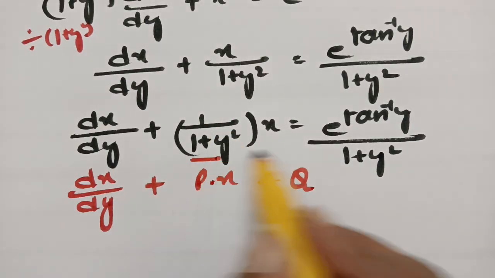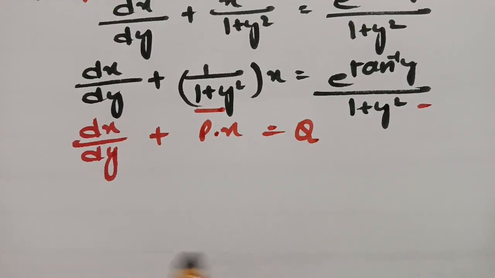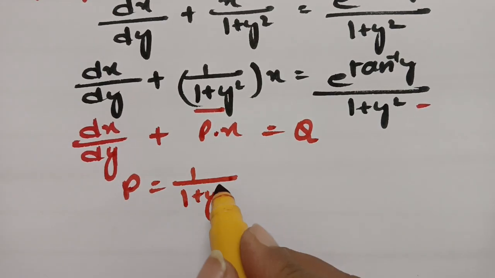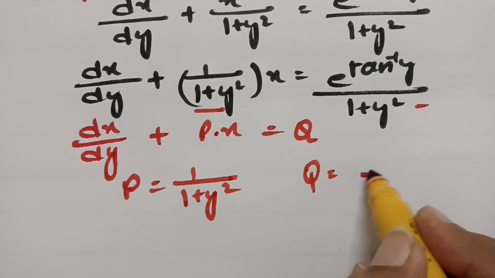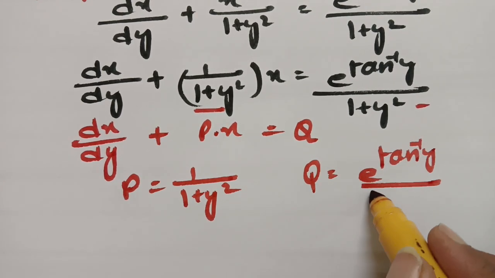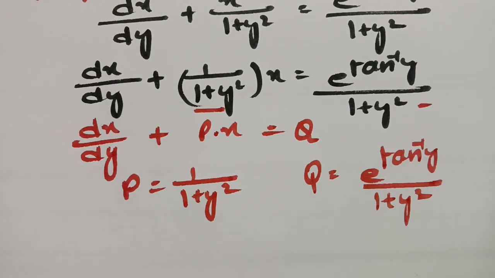So this value is p and this value is q. And now what is p here? So p is equal to 1 by 1 plus y square. What is q here? This is e power tan inverse of y, divided by 1 plus y square.